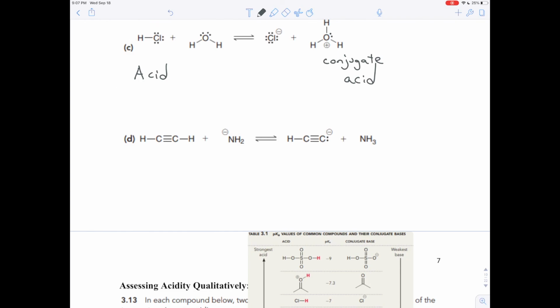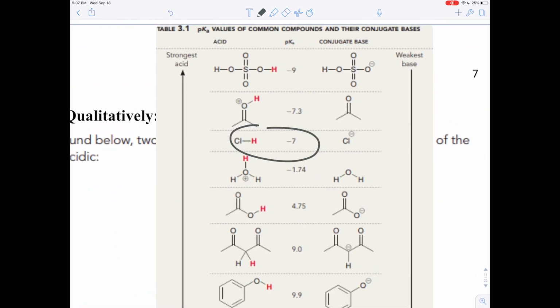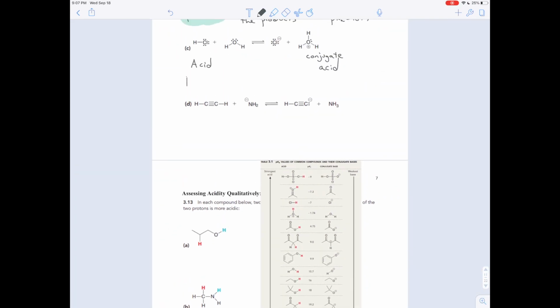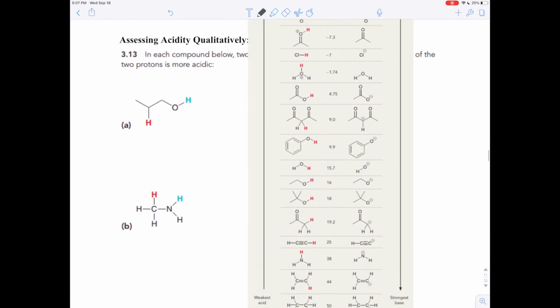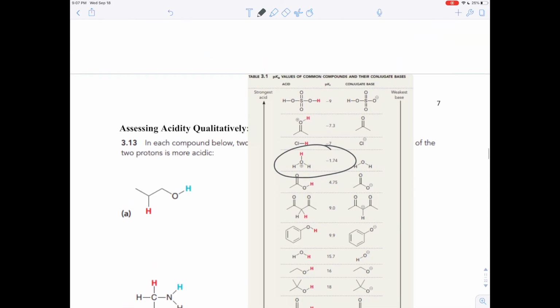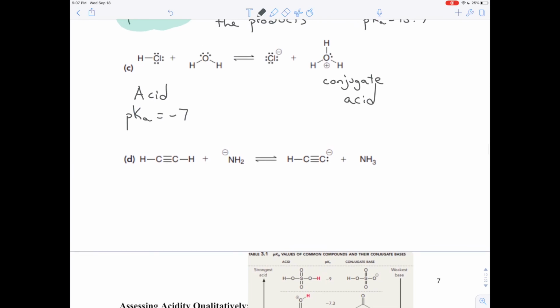First, HCl. HCl is right here. It has a pKa of -7. It's very low. This has a pKa of -7. HCO+, let's look for that one. We see it right here. It's pretty low. It has a pKa of -7.1. Or I'm sorry, -1.74. pKa equals -1.74.